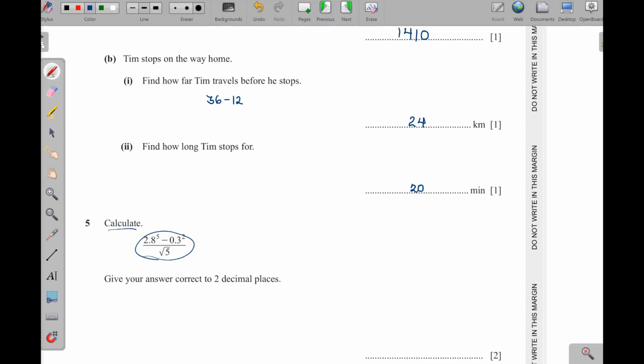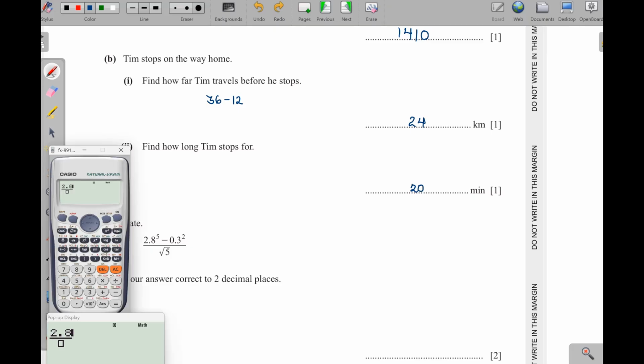And then question 5. Calculate this one here. Give your answer correct to 2 decimal places. So since here we use a calculator, just put this one in a calculator and you write your answer. 2.8 power 5, then minus 0.3 squared, then we divide by root of 5. So we are going to get 76.93.